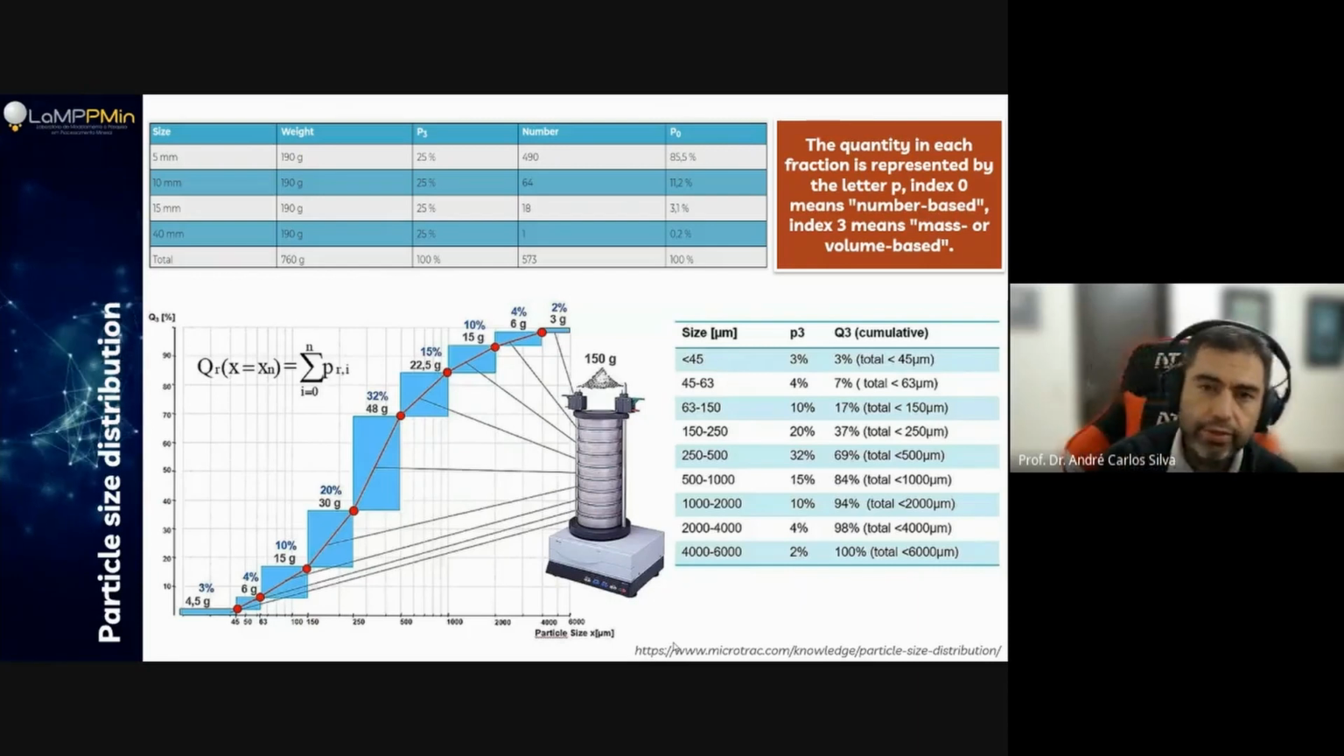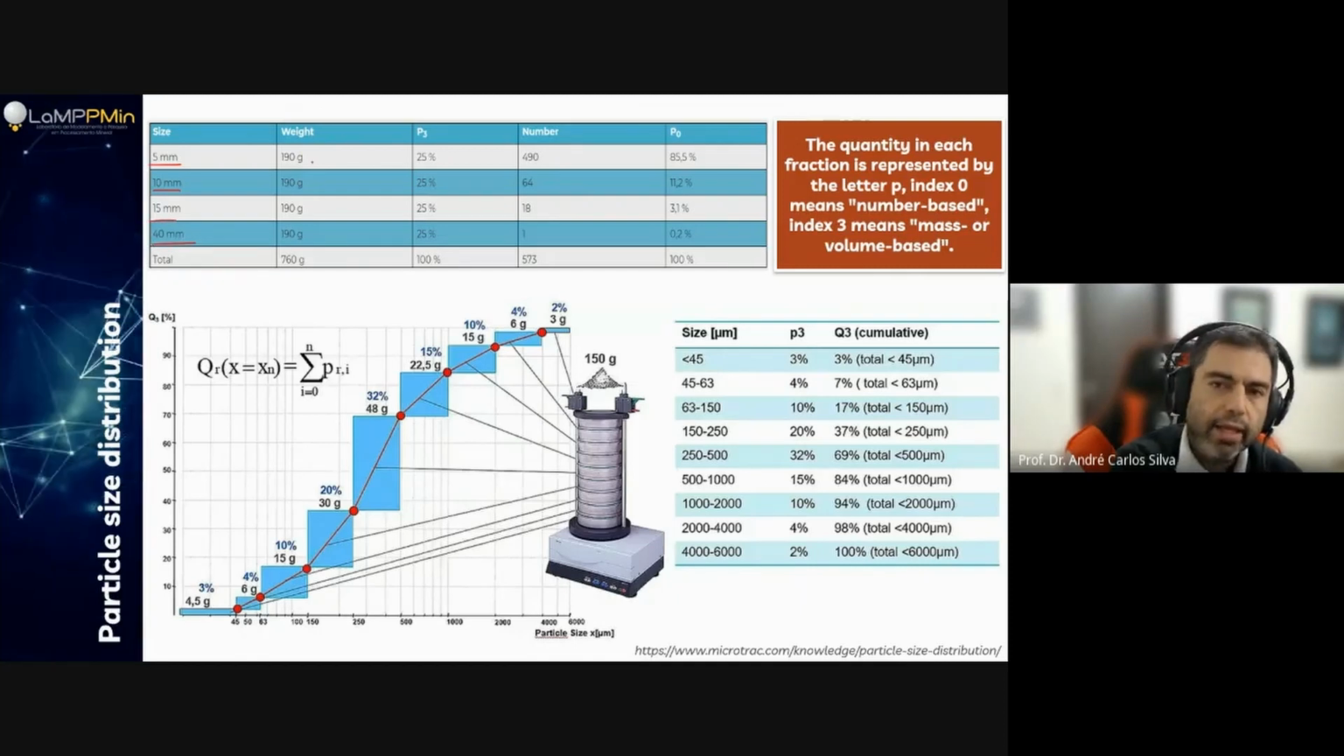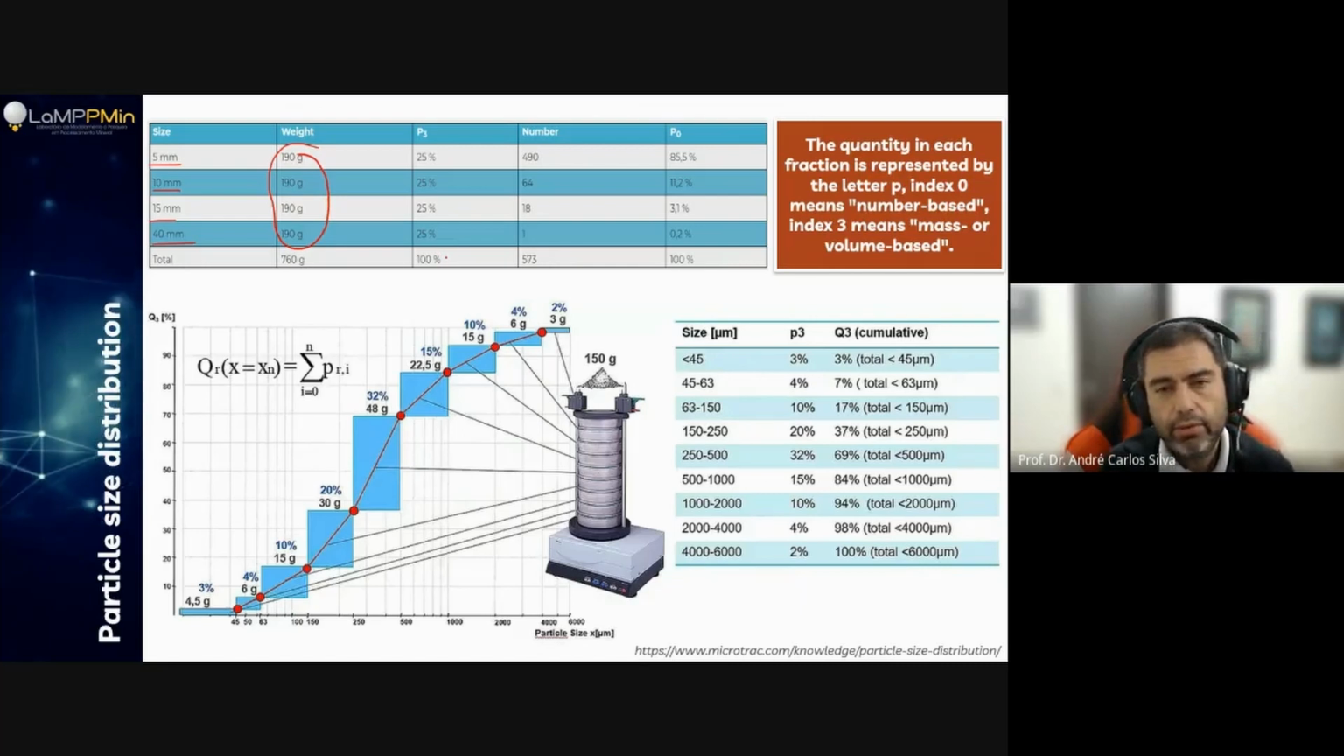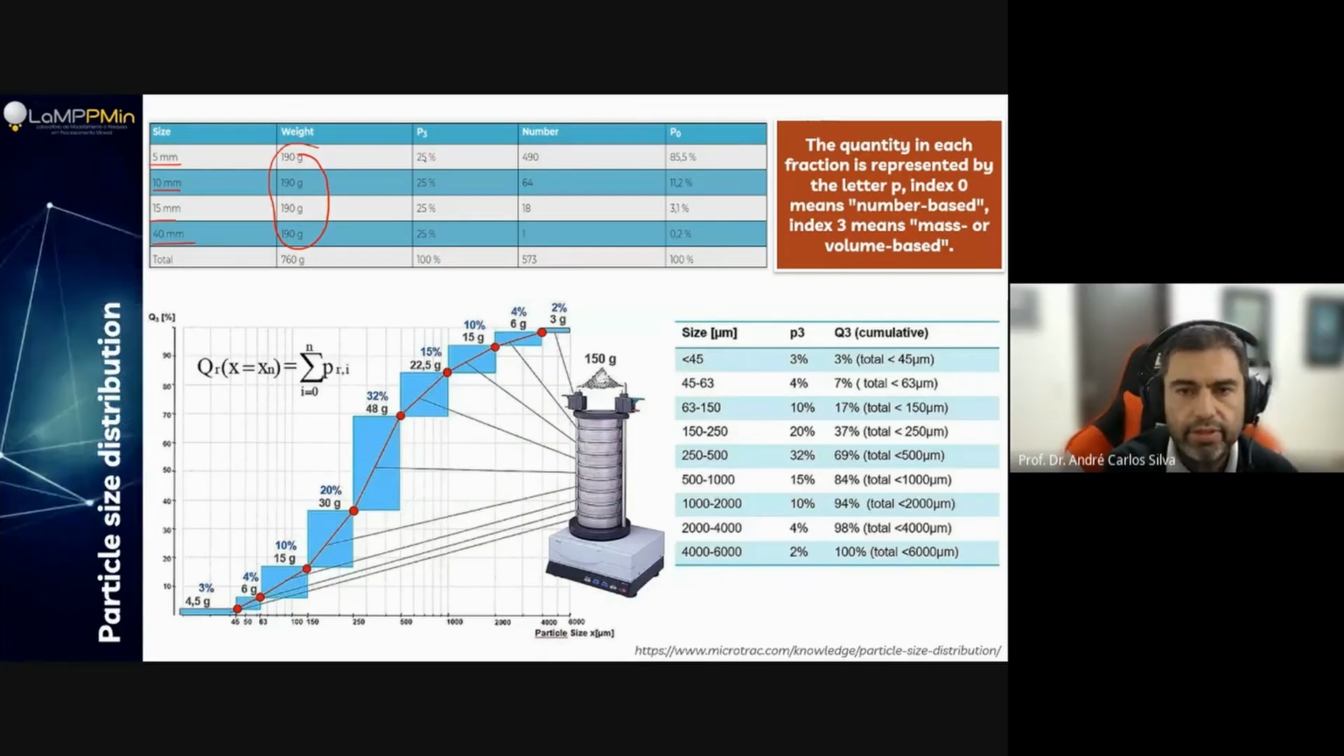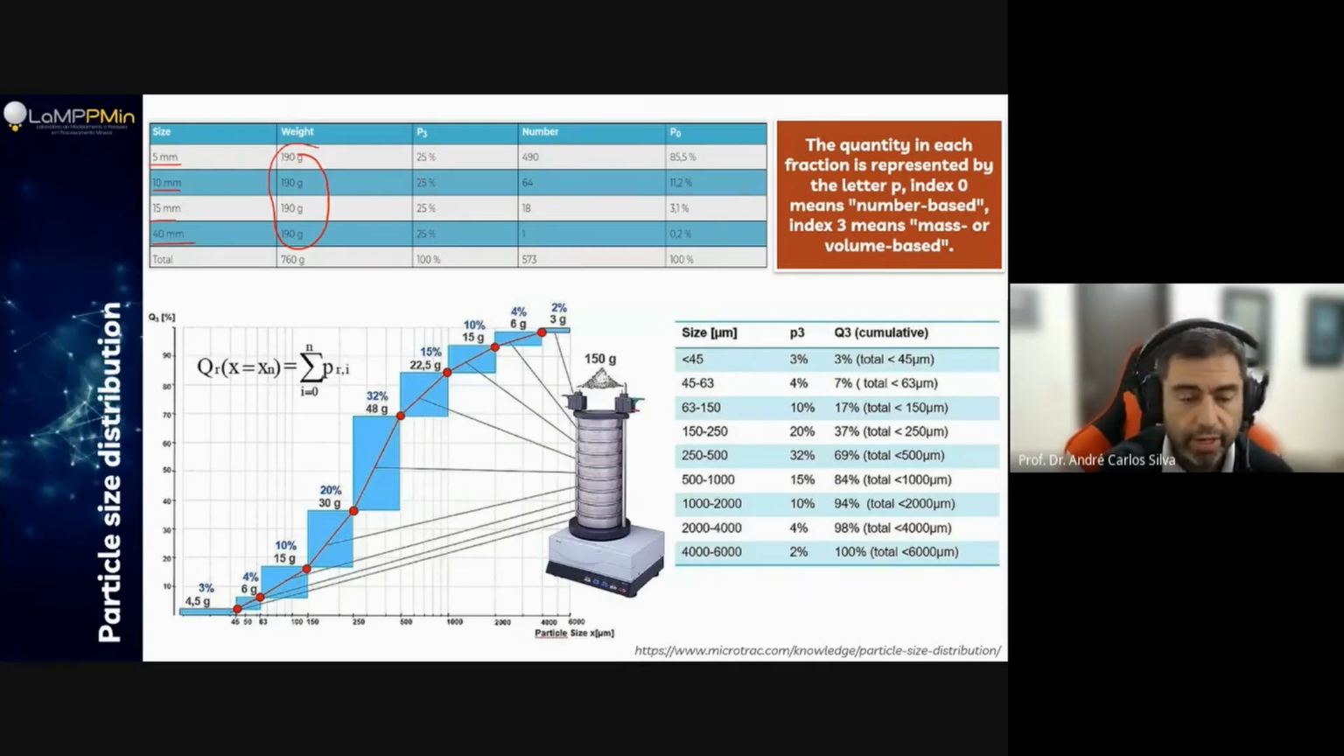As you can see over here, I have 4 different sizes. I have 5 millimeter spheres, 10, 15, and 40, and all of those 190 grams. So if I calculate the percentage of material in those fractions, I have 25%. The sum is 100%. So I can come here and plot this graph.